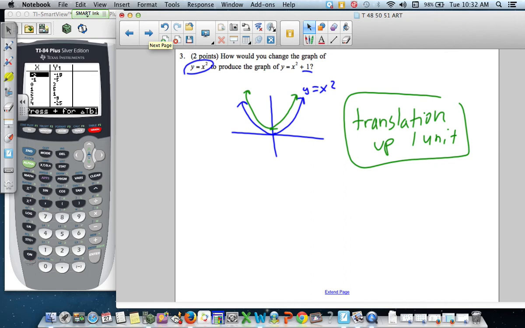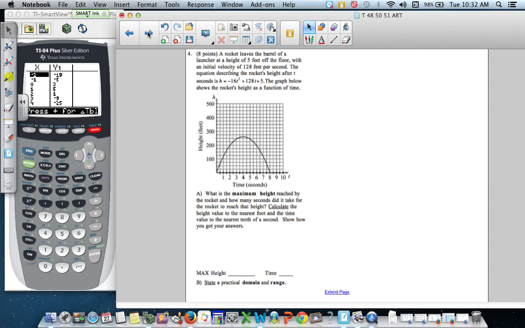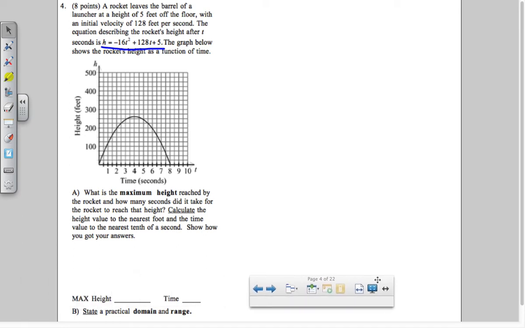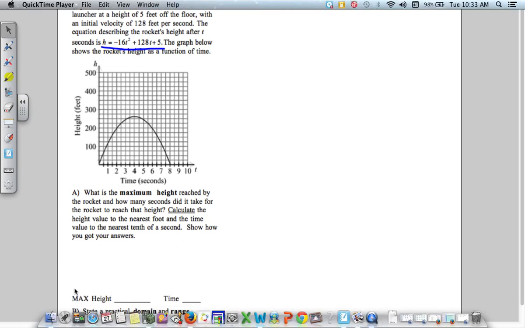All right? And then the last one for target 48 is this word problem where we're given a function that describes the height of an object or rocket flying through the air. The 5 is the initial height, the 128 is the initial velocity, and the negative 16 in the equation comes from gravity. So they've already graphed it for us, but what they're asking here is to find the time and the height when this rocket reaches its maximum point.